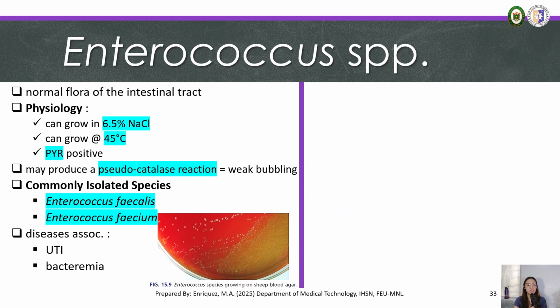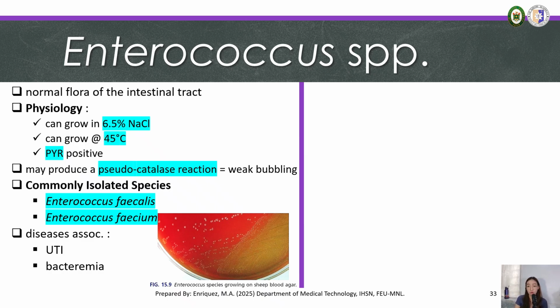Enterococci species consist of gram-positive cocci that are natural inhabitants of the intestinal tracts of both humans and animals. The commonly identified species in clinical specimens are Enterococcus faecalis and Enterococcus faecium. So Enterococcus sometimes exhibit a pseudo-catalase reaction or just weak bubbling, all right? Mahina lang yung effervescence that we're capable of observing in the catalase test kung ika-catalase nyo po ang Enterococcus species. All right? So let's have a review, no?